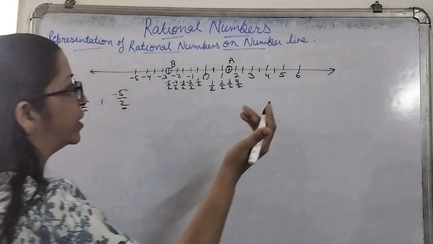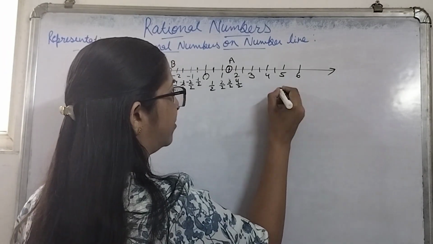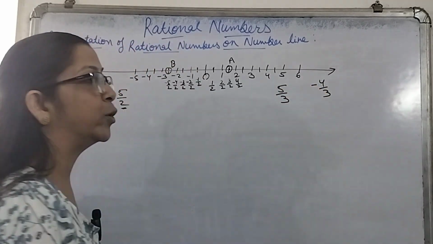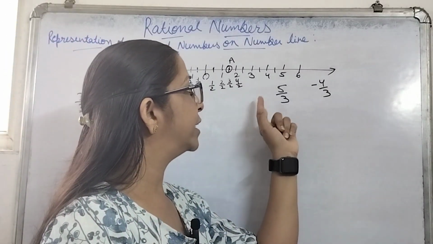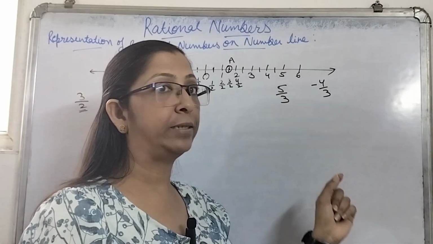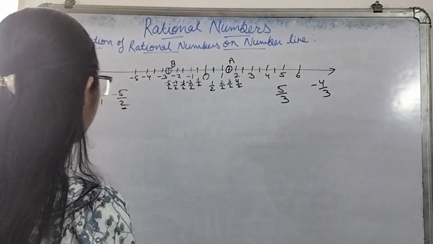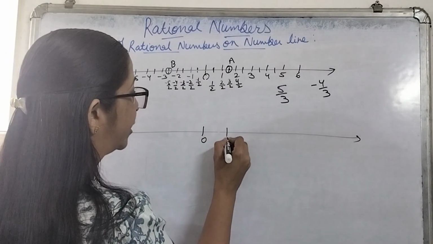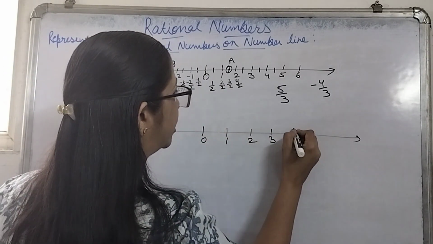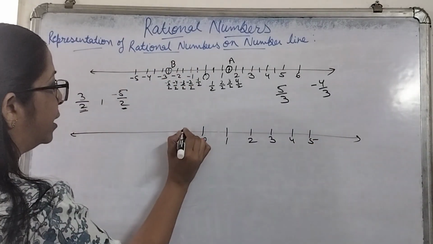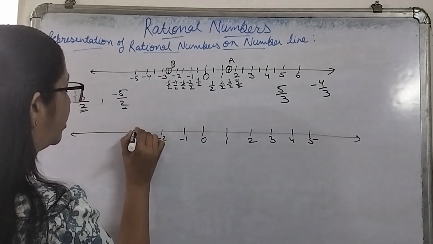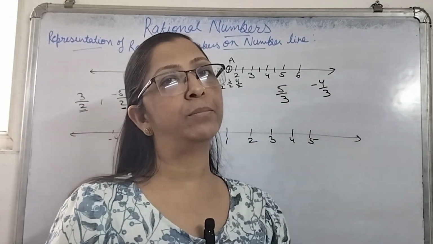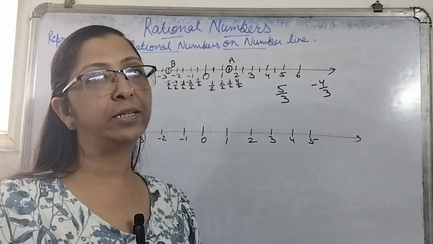Now, suppose instead of these, we have to represent, say, 5 upon 3 and minus 4 upon 3. These two are the points which we have to represent. Then how will we represent them? First of all, we will see what the denominator is. Here, the denominator is your 3. So first of all, we will make a straight line. In the center, we will take 0. Then at unit distance, we will take all the numbers 1, 2, 3, 4, 5 like this. Towards the left even, we will take minus 1, minus 2, minus 3, minus 4 like this. The distance between every consecutive number should be equal. That means it should always be a unit distance.